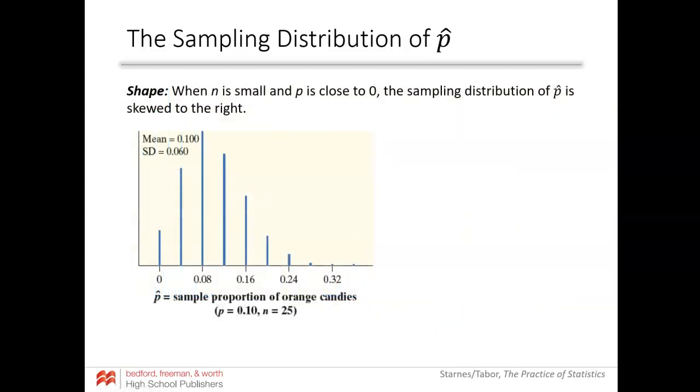Let's find out. When n is small and p is close to 0, the sampling distribution of p hat is going to be skewed to the right. So we're going to have the skewedness when the sample size is small. We're going to see some variability in a moment too, but notice the p is small as well.